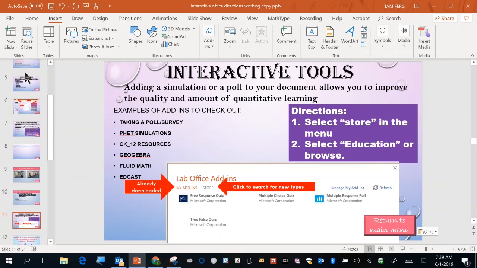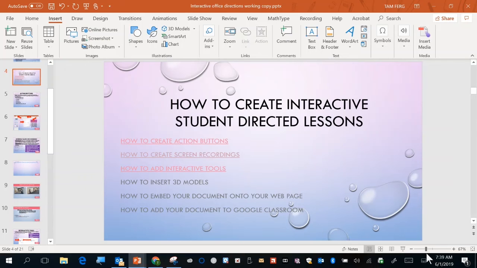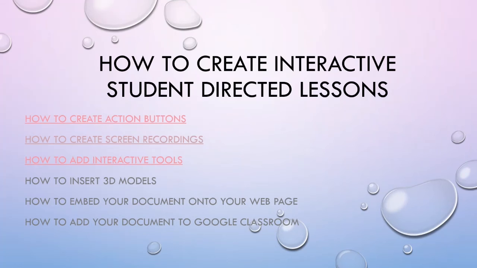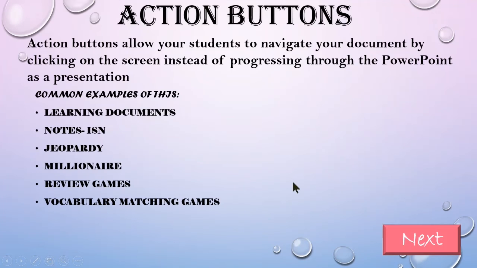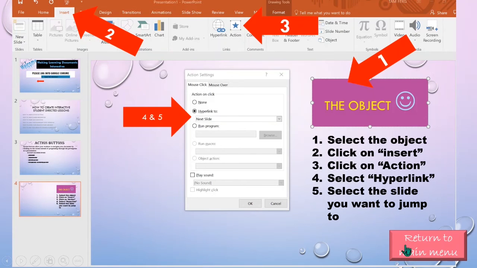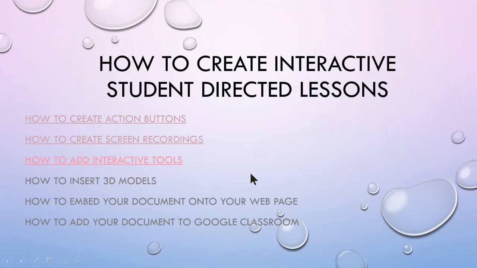Now it's important again to test it, so I'll take it back to my presentation of the table of contents. I'm going to click this one, how to create action buttons. That's exactly what I want. Click next, do this process, and I return to the main menu.